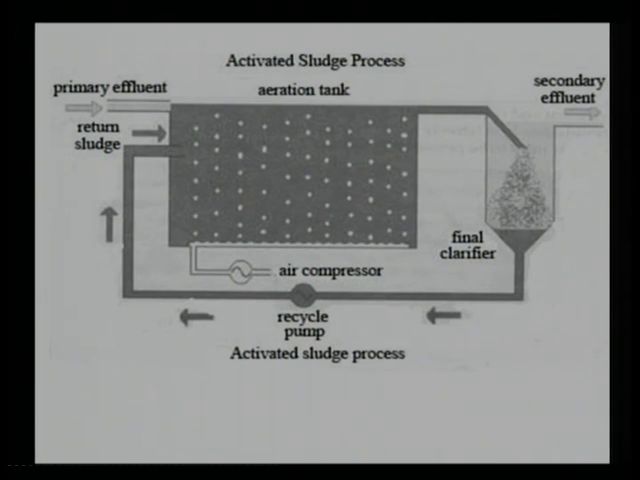Here primary effluent is coming. Primary effluent means the water which has already been treated in primary treatment and now it is coming here. It is also known as influent or effluent. Both words are used, primary effluent or influent. This influent is added in the first aeration tank. The aeration tank is the device where fresh air is added by an air compressor, which causes aeration of the fresh sewage, and then it is channelized to the final clarifier.